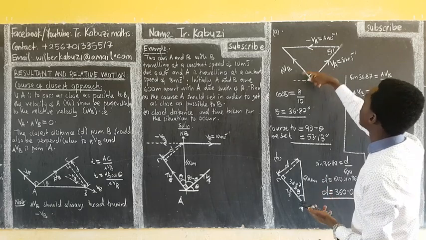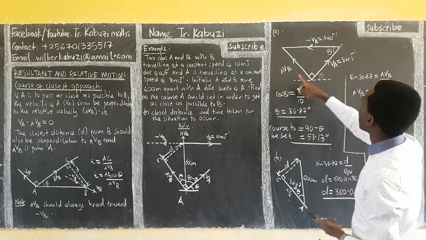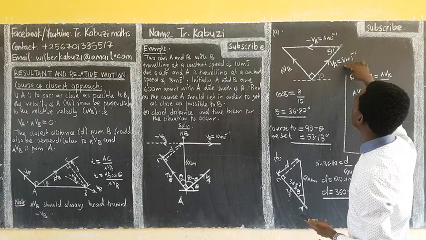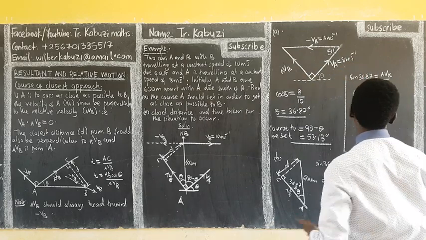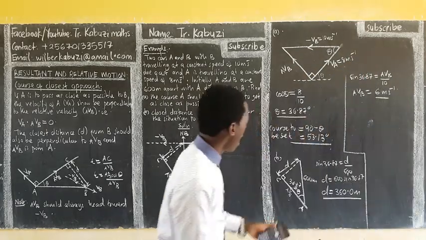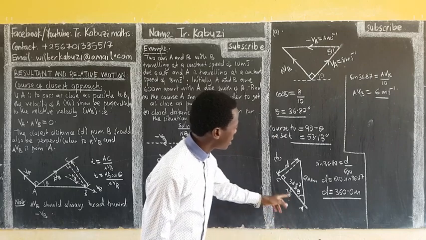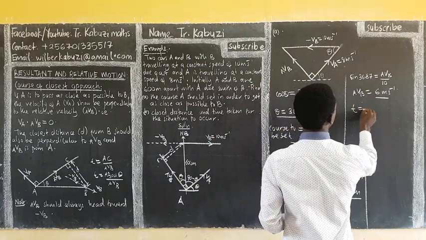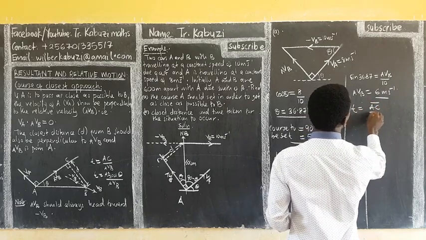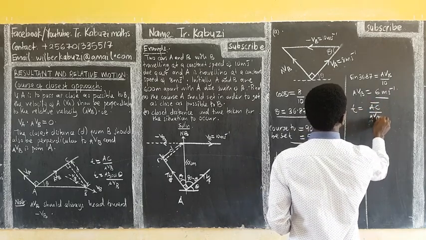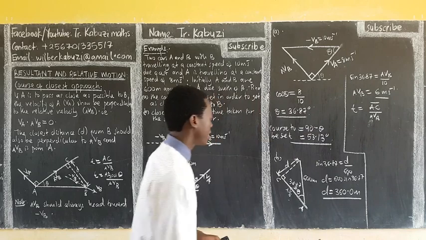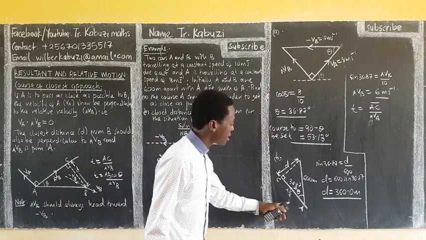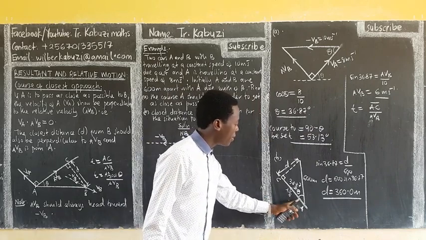Or from here, you can use Pythagoras. You have this, you need this. It's up to you. Now, how am I going to get my SC? So meaning that my time is equal to SC over AVB. So how do I get my SC? Not from here. Can you get SC? From here you are able to get SC.